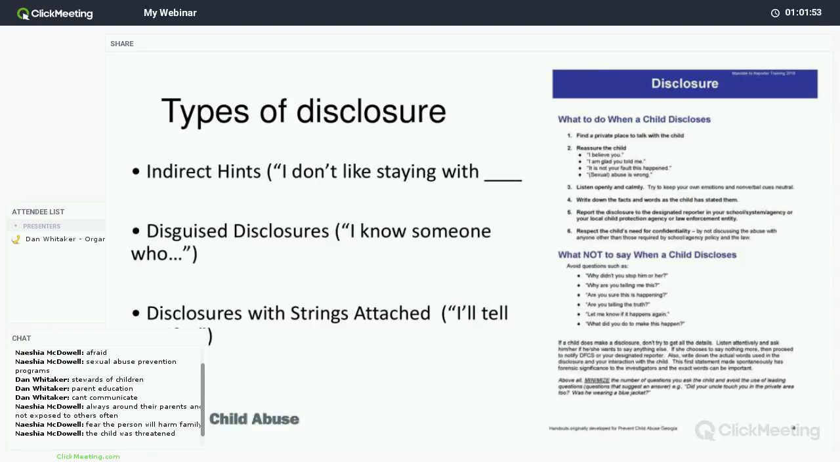So if the child was being threatened, fear the person will harm the family. Yeah, so fear that the parent will be mad at them or they'll hurt them worse, desire not to get their parents in trouble, fear of being removed from the home, a belief that it's okay for their parents to hurt them. This is what's normal. This is how I should be treated. They might fear not being believed, shame or guilt that they deserve the behavior.